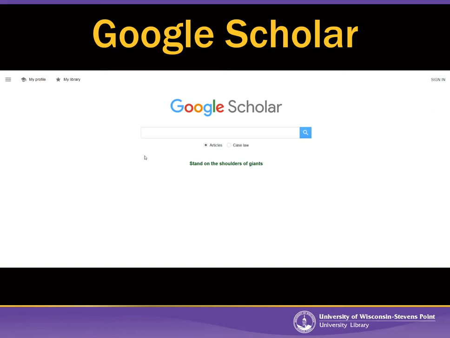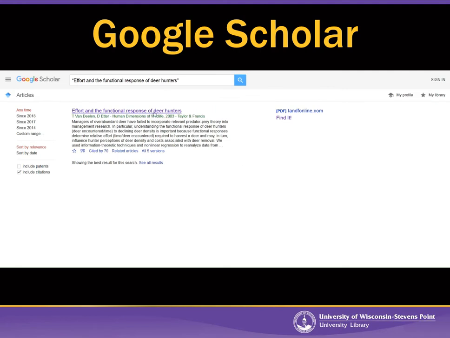I'm going to paste a citation from our original deer hunting bibliography. It's an article titled Effort and the Functional Response of Deer Hunters. So I pasted the title in there, and I'm going to click on search. And not surprisingly, Google Scholar finds it right away. And you'll notice in the right column, the PDF of the article is available right there. So pretty easy. In fact, I'm always surprised how many PDFs are in Google Scholar, especially if you link Google Scholar to the UWSP library.